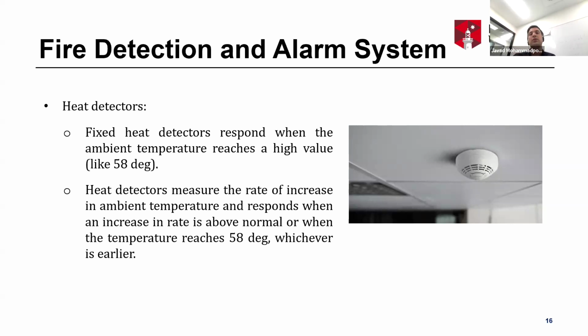And the heat detector measures the rate of the increase in the ambient temperature and responds when an increase in rate is above the normal, or when the ambient temperature reaches 58 degrees, whichever is earlier. It means that it only monitors the ambient temperature. So if the rate of the temperature increase is very high, or if the temperature actually goes up to 58, it starts to detect an alarm.